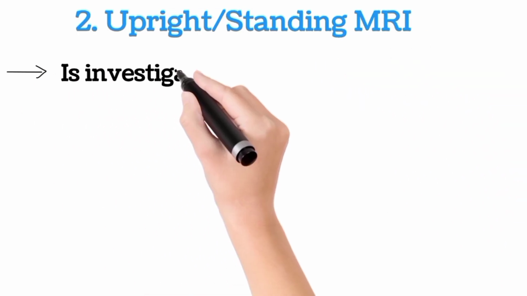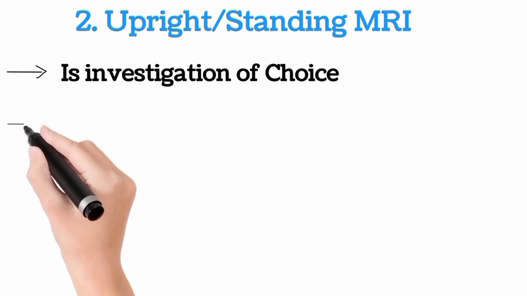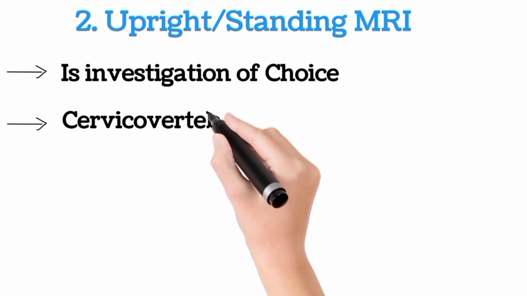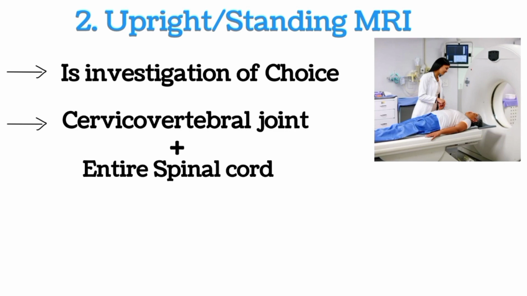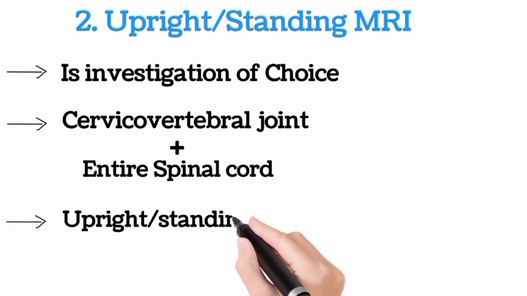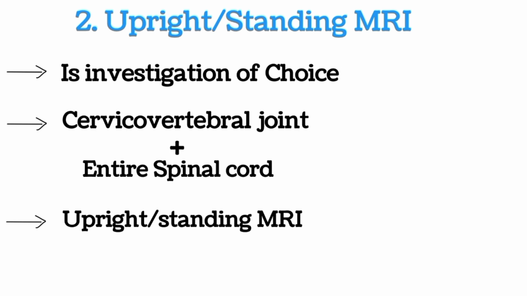Number 2, there is the investigation of choice, or investigation for the exact diagnosis of Chiari malformation, and it is upright or standing MRI of cervicovertebral joint plus entire spinal cord. Normal MRI is done in the supine position or lying down position, but in Chiari malformation we perform upright MRI because we have to see the effect of gravity on the cerebellar tonsils and other structures.